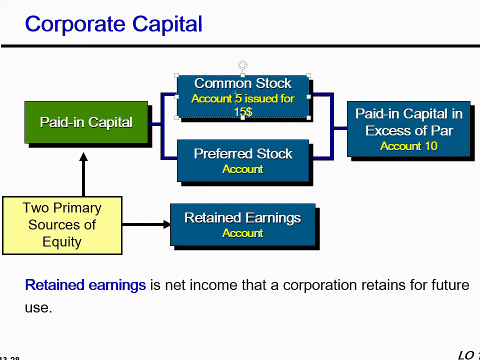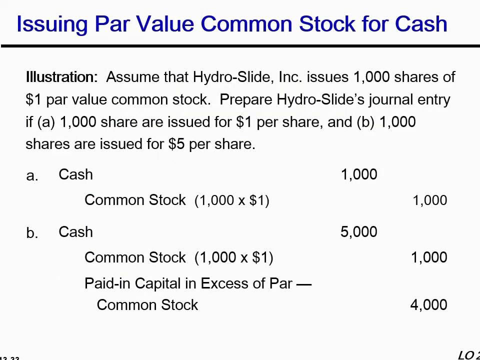And we know that the paid-in capital account has two categories. If common stock is issued, with common stock we might have paid in capital in excess of par common stock. If preferred stock is issued, we might have paid in capital in excess of par preferred stock account. Let's have one example: issuing par value common stock for cash.